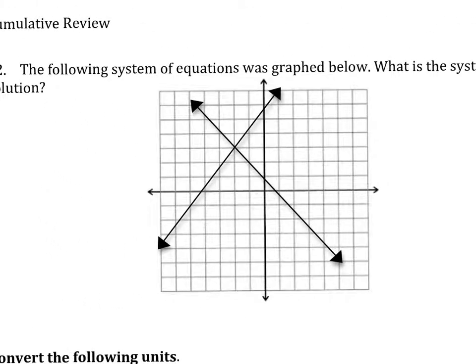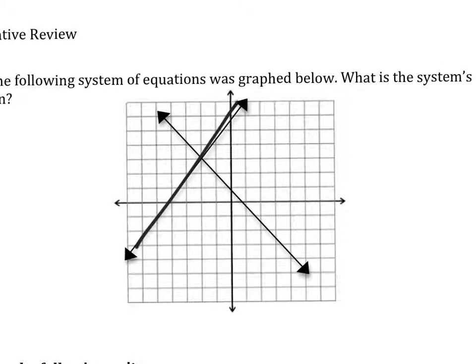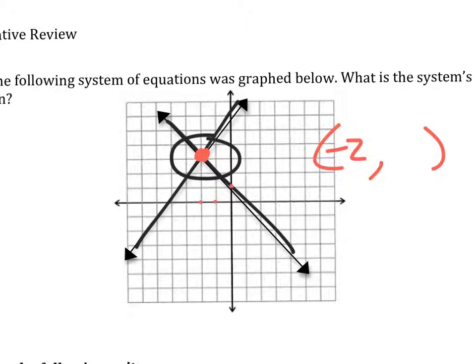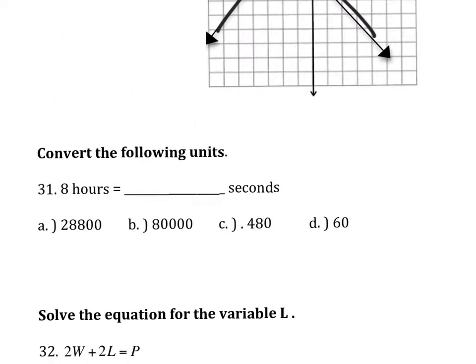A system of equations can be graphed. All you have to do is graph the lines. The solution is where the points intersect. So that point right there, it's an xy point. X comma y looks like I have an x value of -2 and a y value of 3. That's the solution for that one.